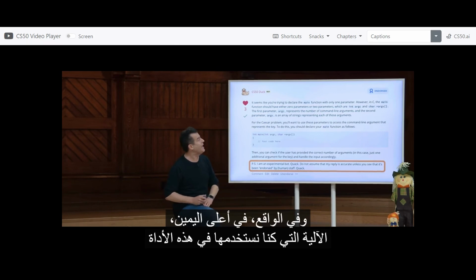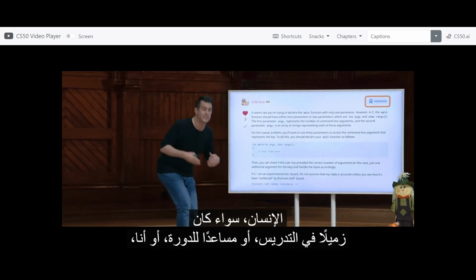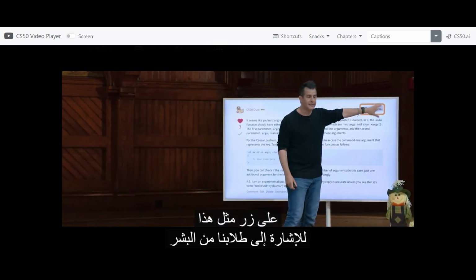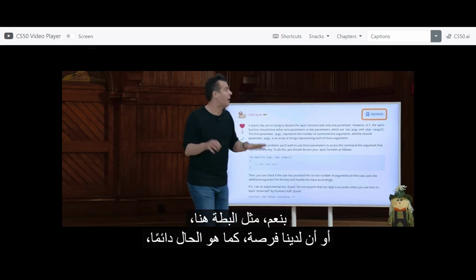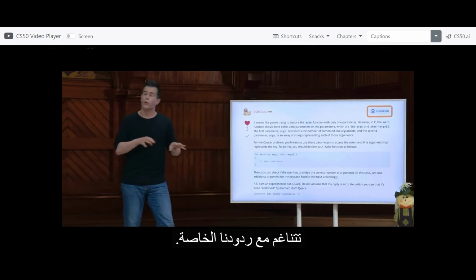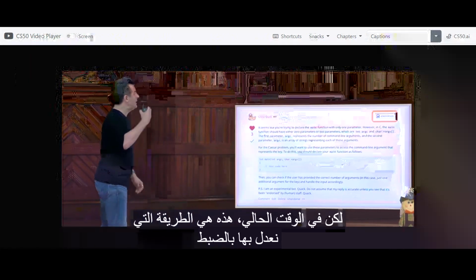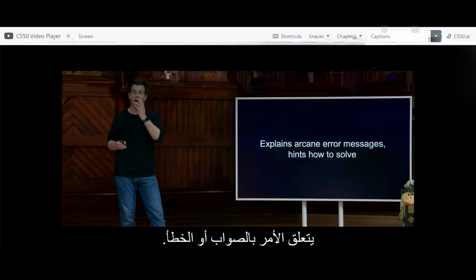And in fact, at top right, the mechanism we've been using in this tool is usually within minutes, a human, whether it's a teaching fellow, course assistant, or myself, will click on a button like this to signal to our human students that, yes, the duck is spot on here, or we have an opportunity, as always, to chime in with our own responses. Frankly, that disclaimer, that button will soon, I do think, go away as the software gets better and better. But for now, that's how we're modulating exactly what students' expectations might be when it comes to correctness or incorrectness.